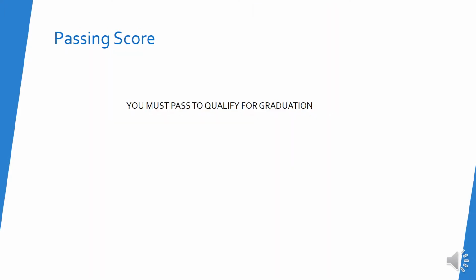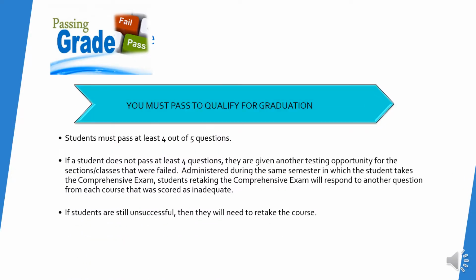Passing score. You must pass to qualify for graduation. You must pass at least 4 out of the 5 questions. If you don't pass at least 4, you're given another opportunity to take the test, and you will respond to questions that are very similar to the one you missed. So if you did not respond correctly to a question that would have asked you to use budget information, then you would end up taking another test just about the budget situation, just so we can see whether or not you understand the concepts learned.